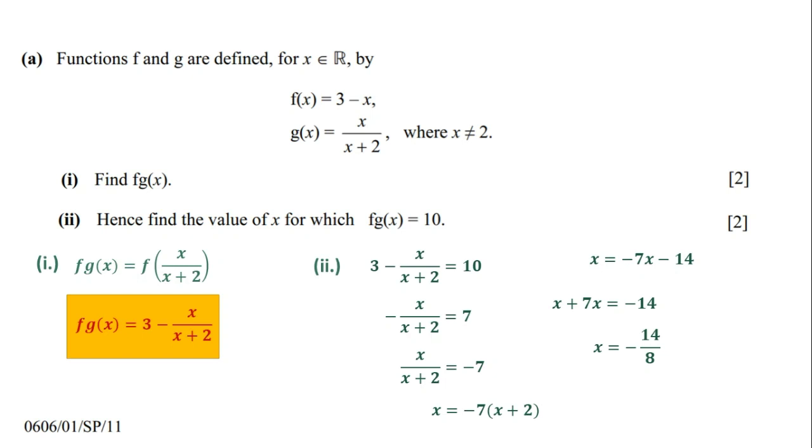You divide both sides by positive 8, it will become negative 14 over 8. And if you want to simplify, it will become negative 7 over 4. Or if you want to change it into a mixed number, it will become negative 1 and 3 over 4. This will be your answer.